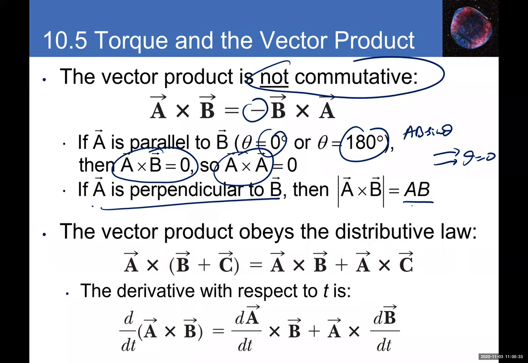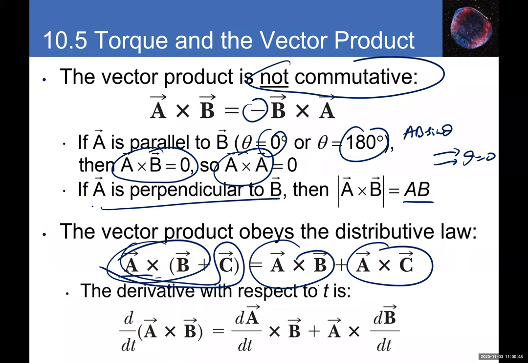Also, A cross (B plus C) quantity, then you can combine it as A cross B plus A cross C. So you can also have something like that. Also, if you're taking the derivative with respect to t of the cross product, it becomes dA/dt cross B plus A cross dB/dt. That means you take the derivative of the first one, cross product with the second one, then the first one cross product with the derivative of the second one.